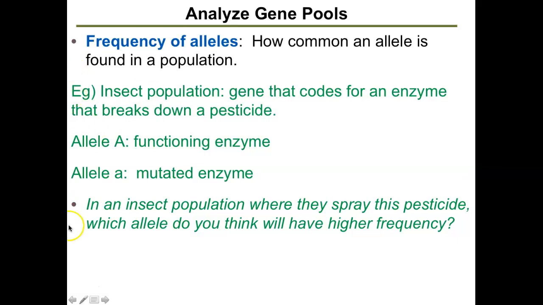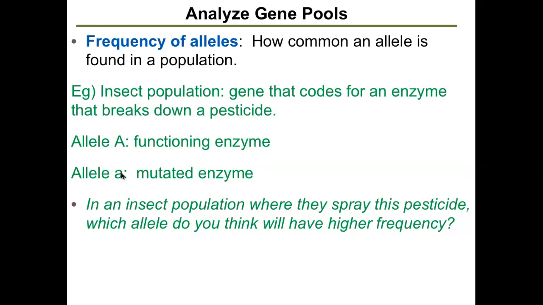Anyway, let's look at this example. There's an insect population and there's a gene. The gene codes for an enzyme that breaks down a pesticide. Allele A is a functioning enzyme. Allele a is a mutated enzyme, so this is non-functional, okay? So these are 2 alleles. Remember, you always have 2 alleles for every gene in an individual.